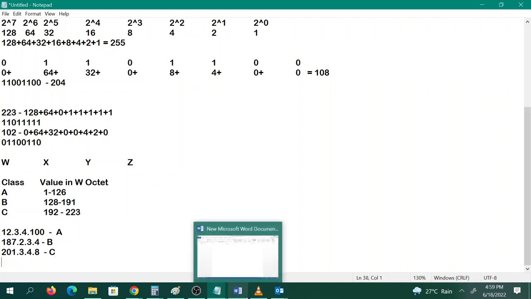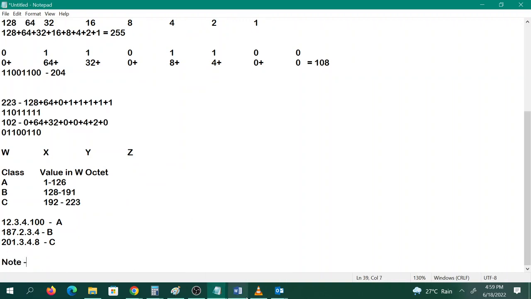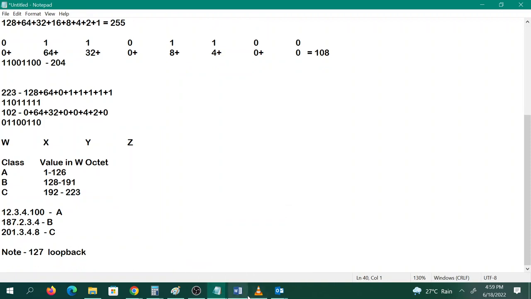Note that 127 is reserved for loopback IP. What is a loopback IP? Suppose we ping our own server, it should respond. It will ping 127 dot anything, and it will ping your own IP. If it does not respond, that means your network adapter is having some issue.